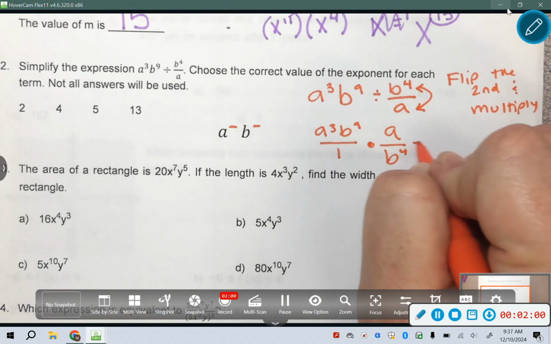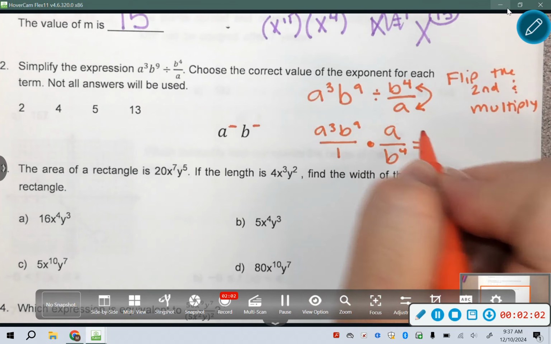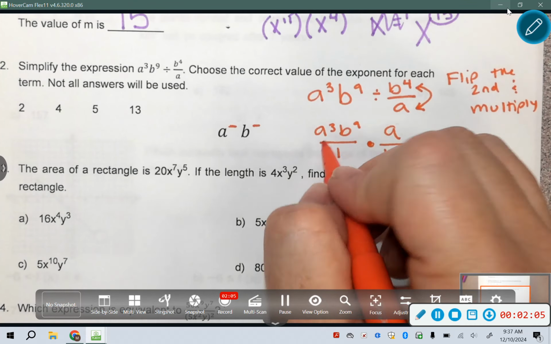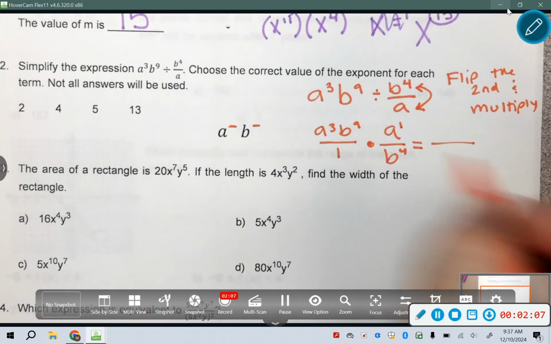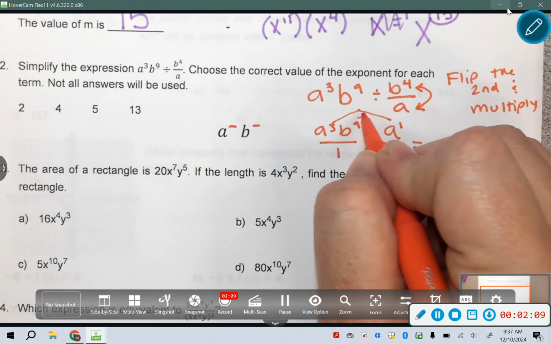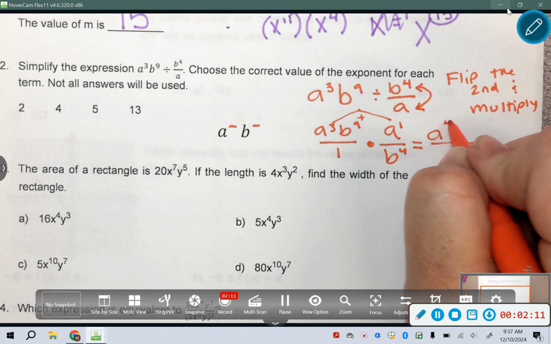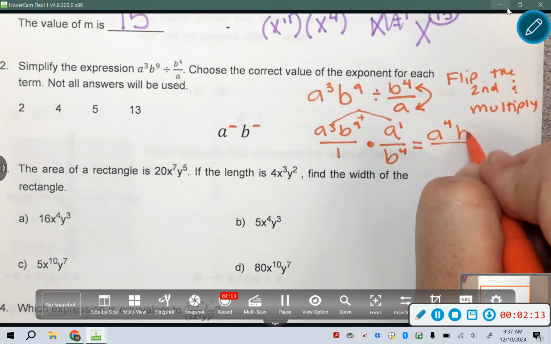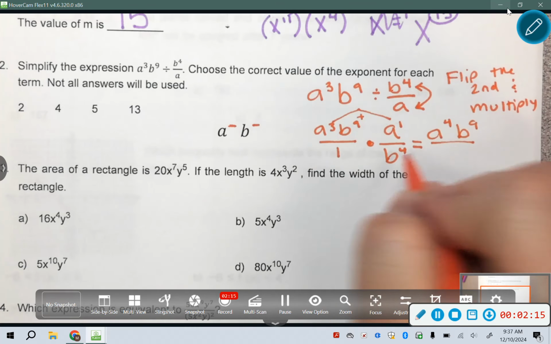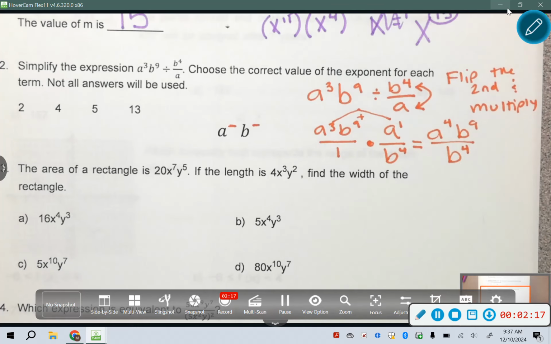Okay, well, knowing that, I'm going to go ahead and multiply. I'm going to simplify the top and simplify the bottom. So I have a to the 3rd and a to the 1st power, and when I'm multiplying, I add my exponents. So that gives me a to the 4th and b to the 9th. And on bottom, I have 1 times b to the 4th, which is just b to the 4th.